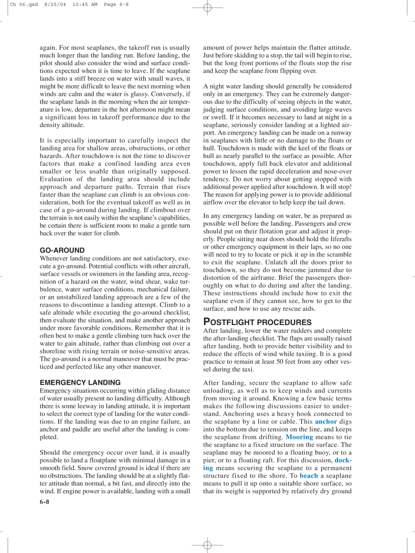Potential conflicts with other aircraft, surface vessels or swimmers in the landing area, recognition of a hazard on the water, wind shear, wake turbulence, water surface conditions, mechanical failure, or an unstabilized landing approach are a few of the reasons to discontinue a landing attempt. Climb to a safe altitude while executing the go-around checklist, then evaluate the situation, and make another approach under more favorable conditions.